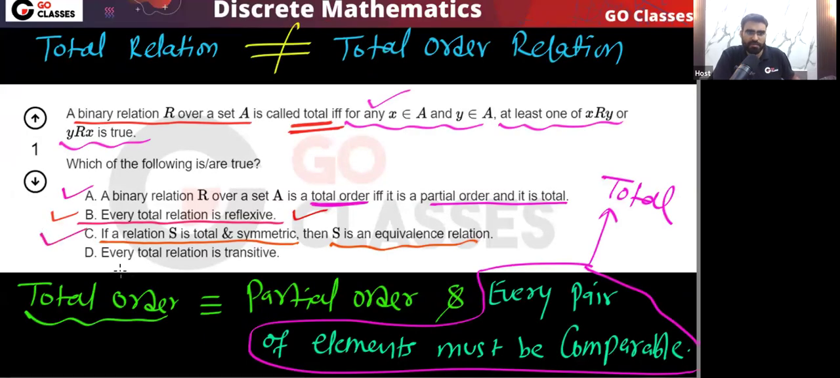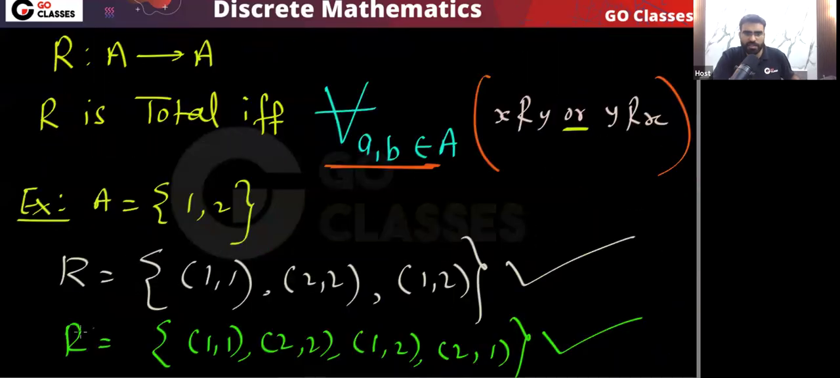What about option D? Every total relation is transitive. This is false. You can easily give a counter example. Look at this counter example. This is total but not transitive. Is this clear? See, this is total but not transitive.